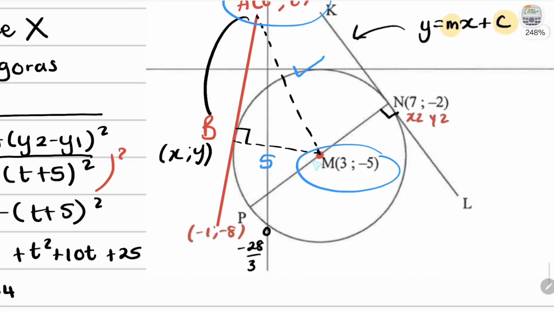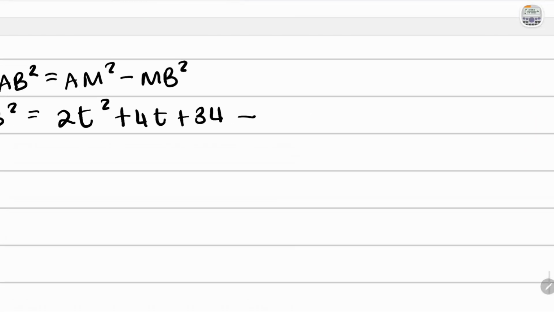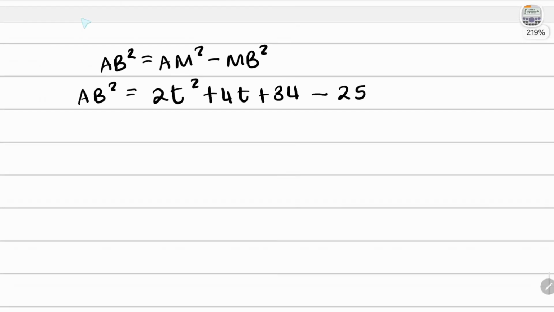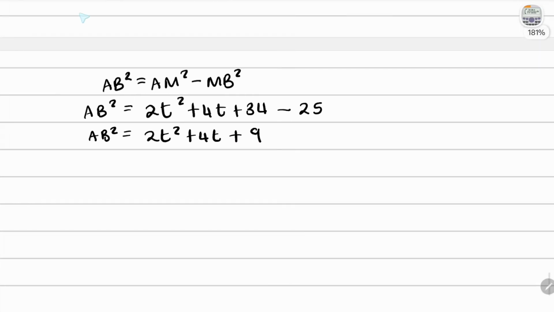What is MB squared? MB is 5. So when you square that, it gives you 25. So minus 25. And then we just have to simplify this. So we have AB squared is equal to, and this is 2t squared plus 4t, and then just subtract those. 34 minus 25 gives you positive 9. Okay, so that's what we have.